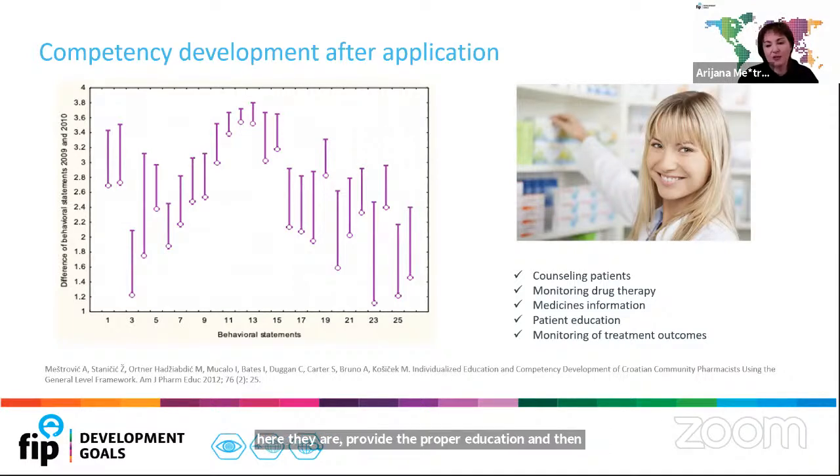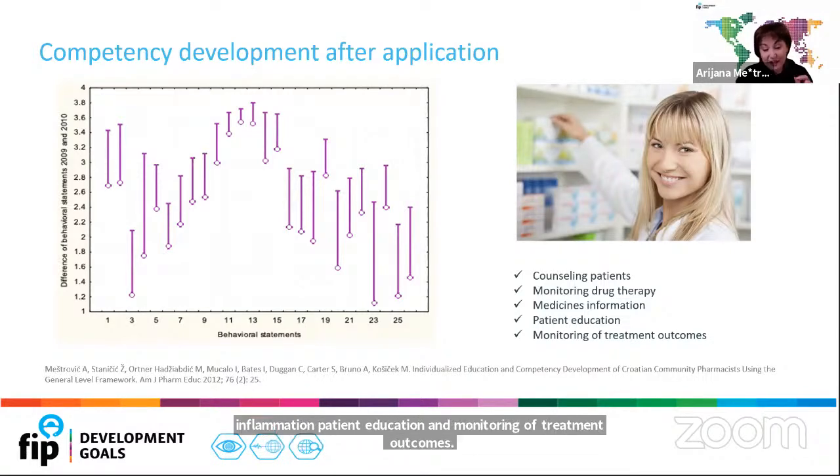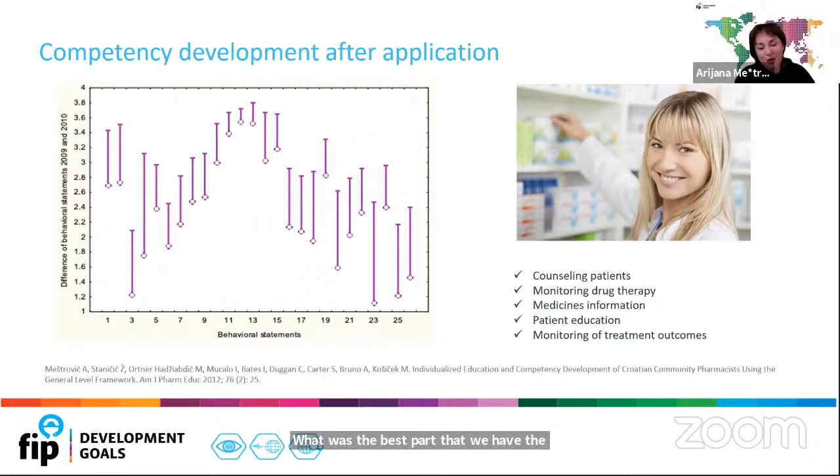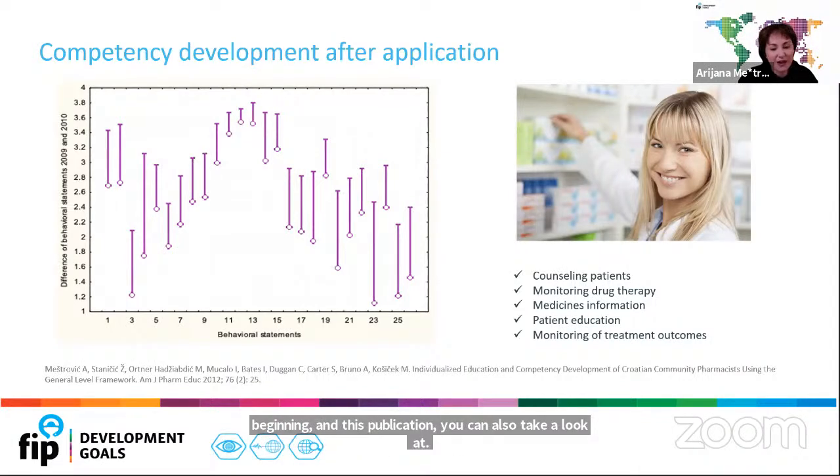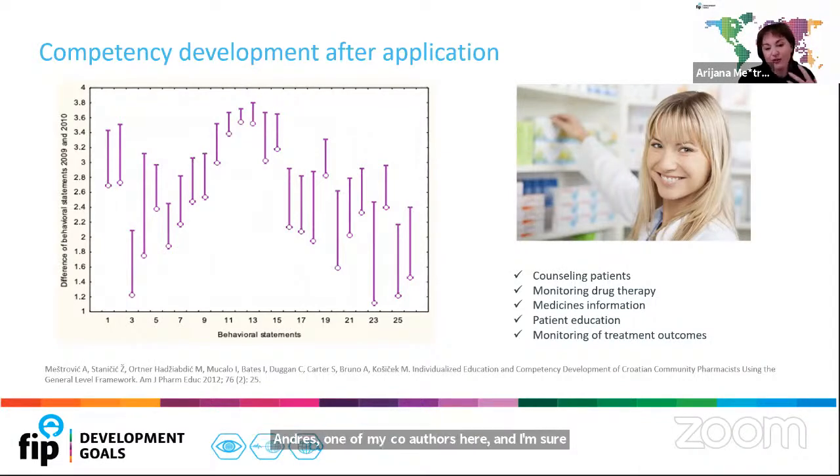Look at the areas that we were developing at that time: counseling the patients, monitoring drug therapy, medicines information, patient education, and monitoring of treatment outcomes. What was the best part? We developed the most in those competencies where we were the lowest at the beginning. And this publication, you can also take a look at. Andrea is one of my co-authors here, and I'm sure that you would enjoy seeing how we developed through the education in the workforce development. Next one, please.